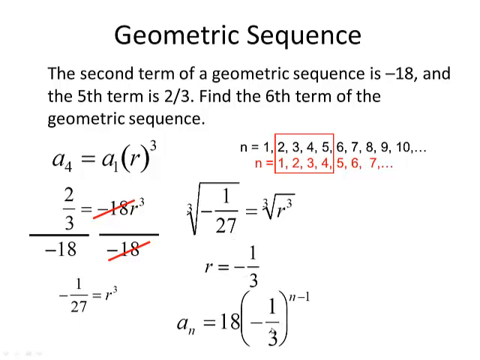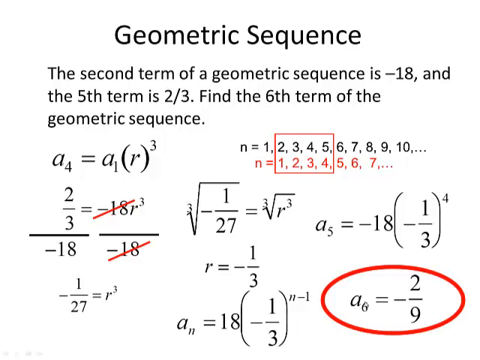Putting that all back in, I get -18 times negative 1/3 to the n minus 1. That's the formula. And since I'm trying to find the sixth one, which is going to be 5 in this formula because I changed the first one, I'm going to have the fifth term is equal to negative 18 times negative 1/3 to the 5 minus 1, which is 4. On my calculator, I actually get the sixth term, right? This was the fifth term based on this fake first term. So my sixth term is negative 2/9.